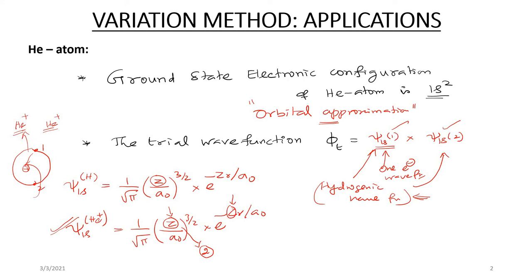That's the goal. So what I'm going to do is replace this Z, and I'm going to put some parameter there instead of Z. Say, for example, I'm going to put a parameter, alpha, called the variation parameter. So for incorporating the electron-electron interaction, I am going to replace the actual nuclear charge Z by some parameter called alpha. This alpha is called the variation parameter.